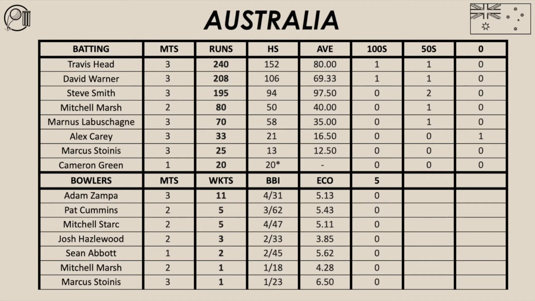Pat Cummins had a good series. Mitchell Starc bowled very well, especially in the second game in Sydney, where he bowled that amazing first over to get rid of Roy in Milan. Josh Hazlewood is good as always. Sean Abbott only came in for the last game but bowled well. Mitchell Marsh took a wicket, and same with Stoinis.